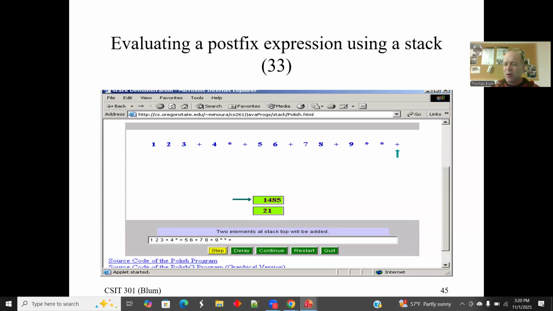I'm going to pop off the 1485. I'm going to pop off the 21. I'm going to perform the addition. I'm going to push that onto the stack, and then I'm done. I have my answer to my postfix evaluation.